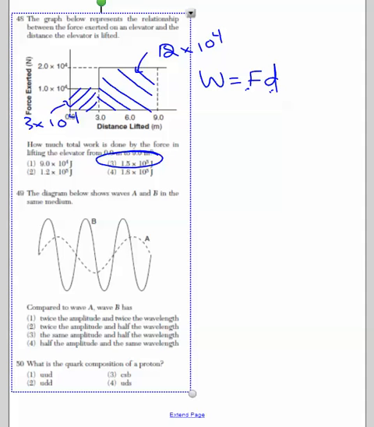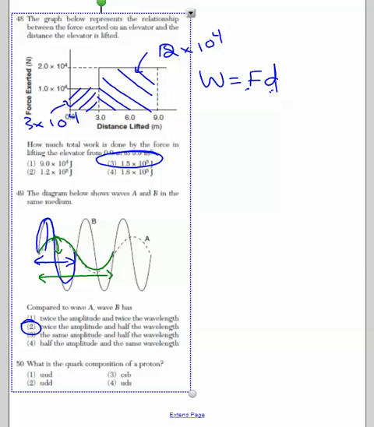Okay, wave A and B, I want to compare them. Notice that wave A takes that long to complete one cycle, so the wavelength would be that far, and then wave B takes that long to complete a cycle, so the wavelength would be that big. But the amplitude for wave A is that, and then the amplitude for wave B is that. So B has a bigger amplitude, shorter wavelength. And if you go through those choices, choice 2 fits the bill.